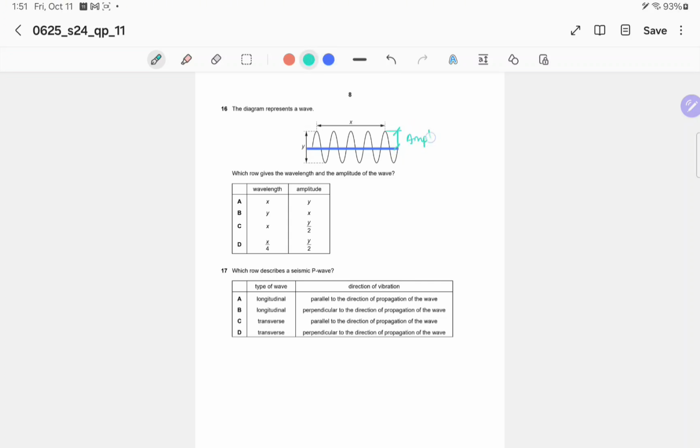This is the amplitude. So it will be y by 2, because y is the total distance. Wavelength is from one crest to the other crest, from this part to this part. Here there are 1, 2, 3, 4 in total. So x divided by 4 gives the wavelength.